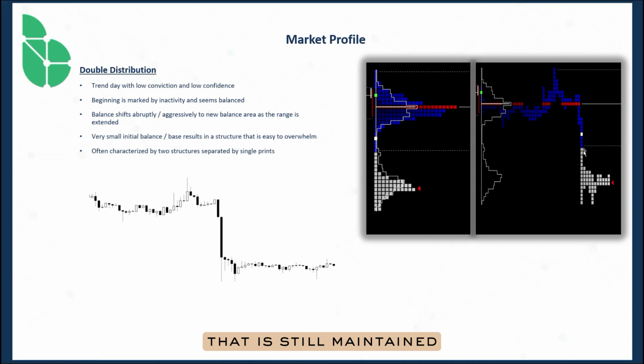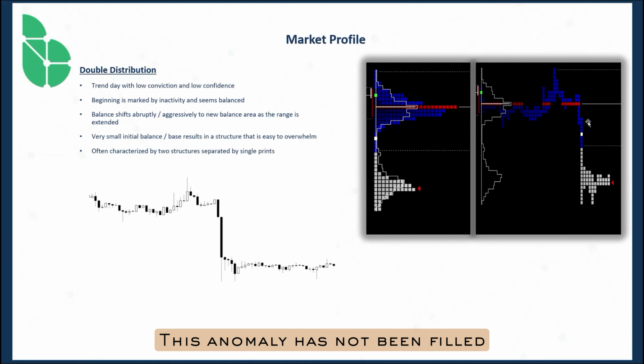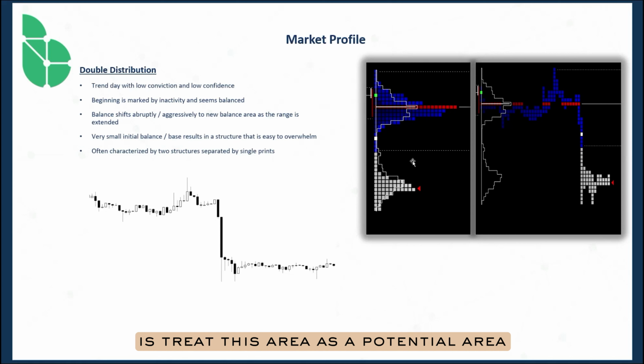So we have this area that is still maintained and has not been filled. This anomaly has not been filled, in the case, let's say, of a weekly. What we can do is treat this area as a potential area where we'll come into in reverse. If we see price approaching it from the upside, there are some opportunities for fading this because we'll see price wick into this area. Since buyers and sellers were not interested in this area previously, we might see the same response. We might see price immediately reverse. But if we get acceptance through this area, we'll typically see that price moves rather quickly.